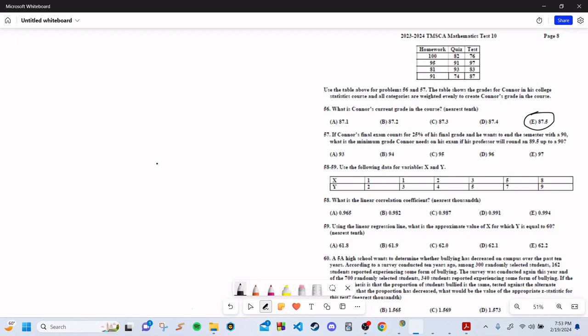And then for 57, if Connor's final exam counts as 25% of his final grade, and he wants to end with a 90, what is the minimum grade he needs if the professor is going to round an 89.5 up to a 90?